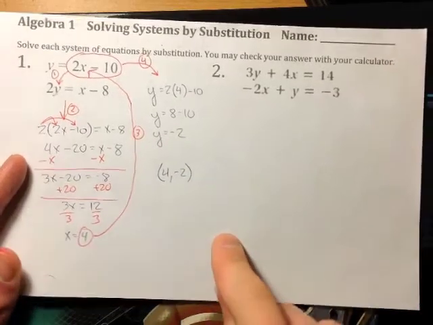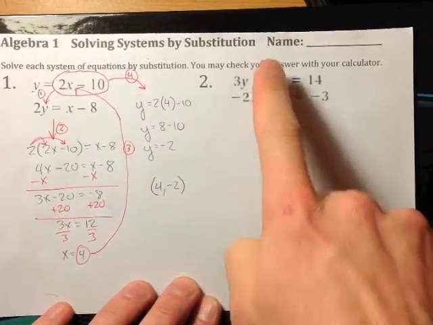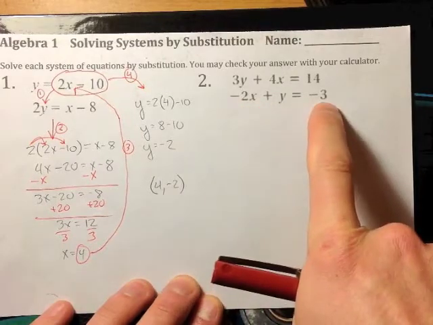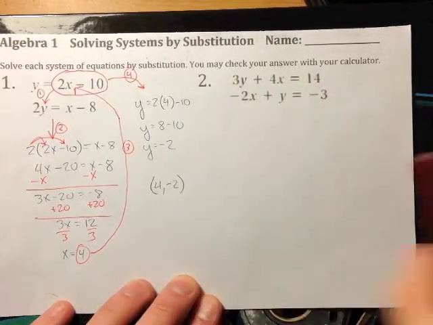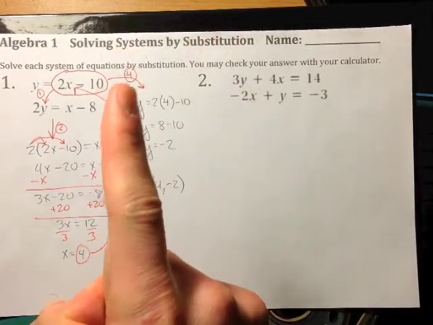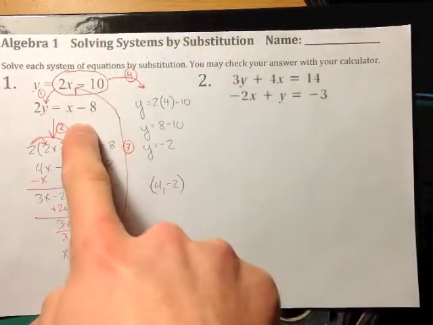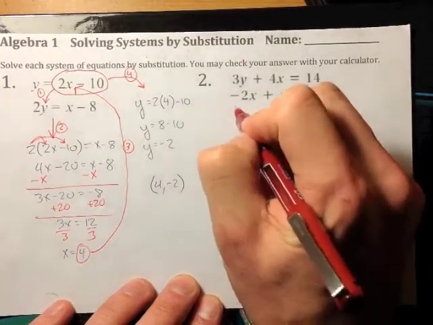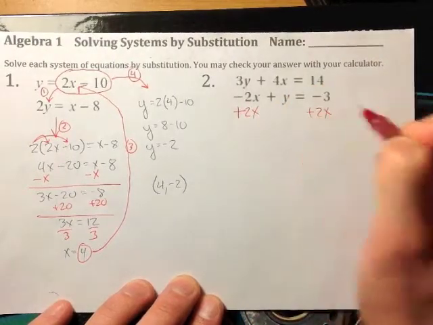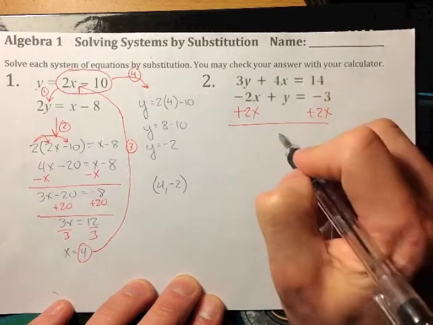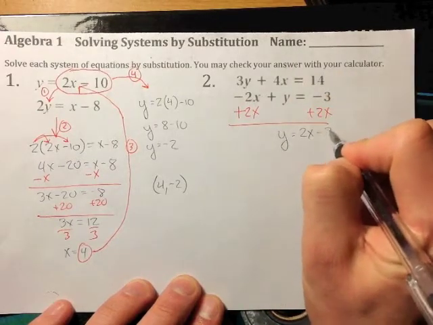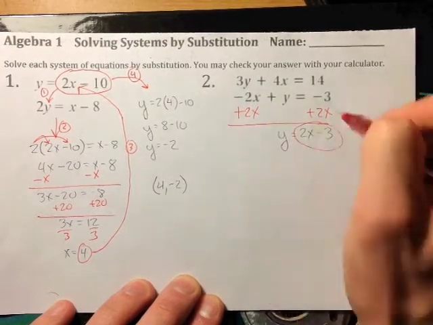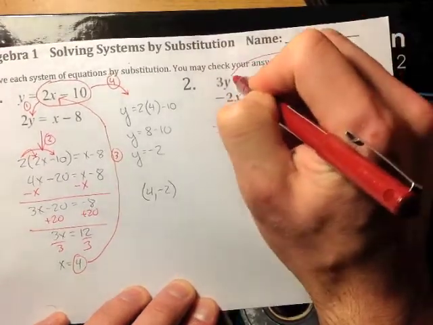Perfect. Now let's look at problem number 2. Now in this case, neither equation is solved for y, but I like the second equation more than I like the first one, because the second equation I can just take one step and solve it for y, and we'll have a situation as easy as this. The second equation can be solved for y very easily. All I have to do is add 2x to both sides of the second equation, so y equals 2x minus 3.